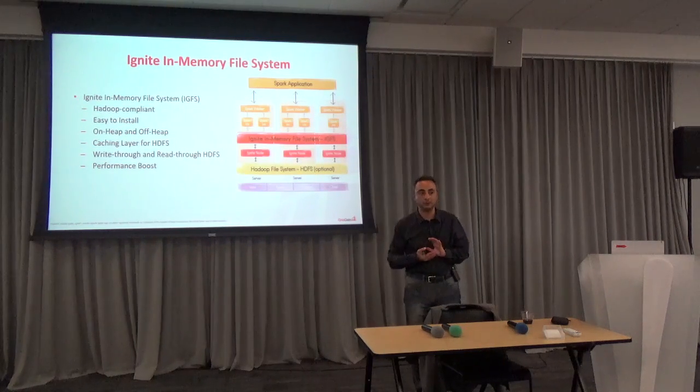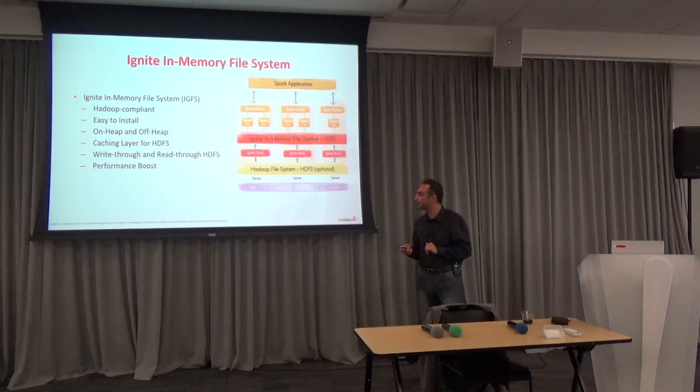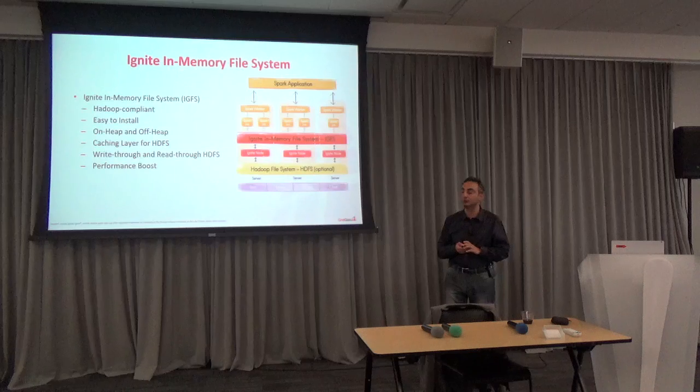RDDs are more suitable, in my view, for API kind of use. And file system is more suitable for storing files. In either case, you'll get a pretty nice performance boost.